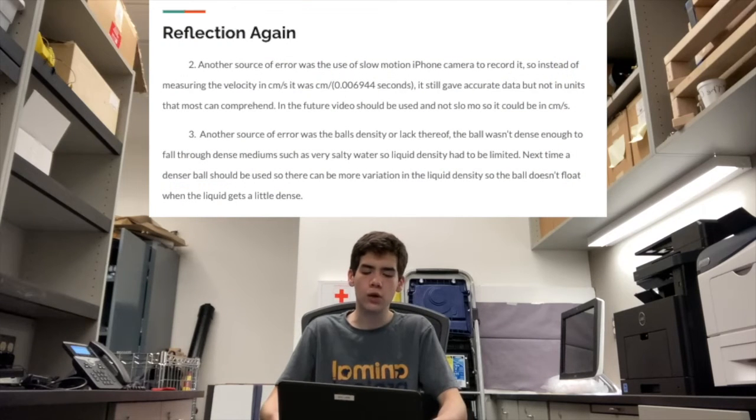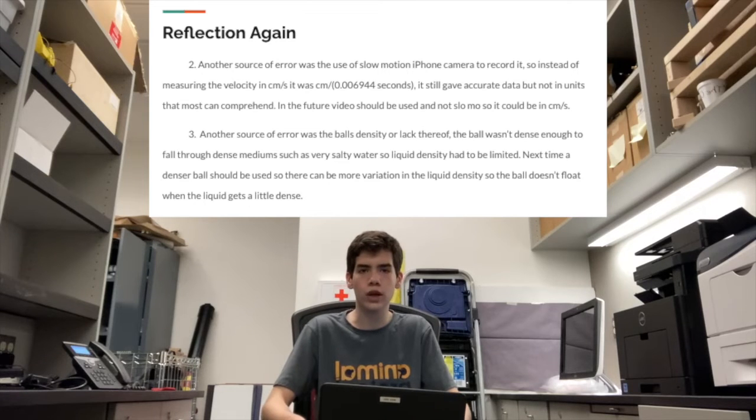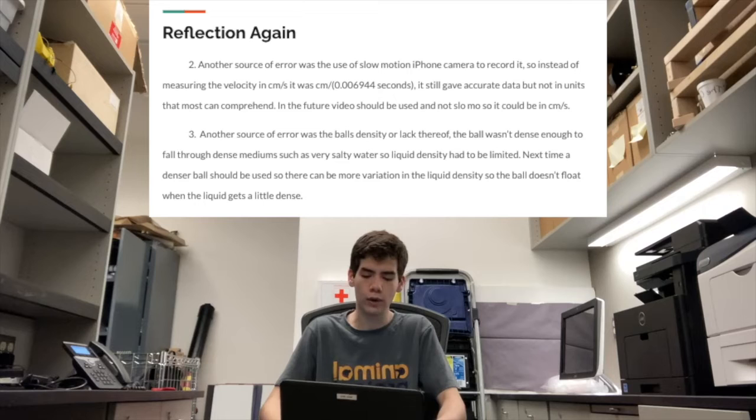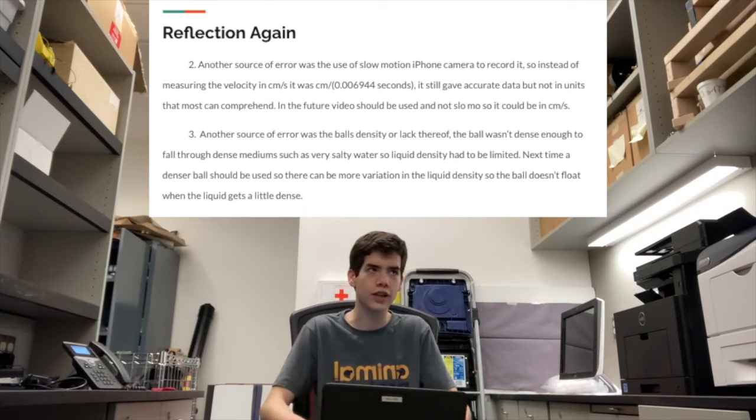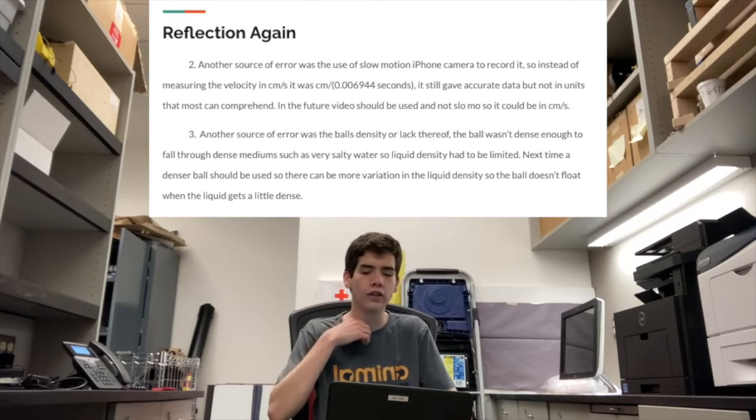Okay, another source was the use of slow motion. So instead of having it in centimeters per second as we would have liked to, it was in whatever the iPhone uses for seconds. So it was really in centimeters per 0.006944 seconds, which is a unit that you can't really comprehend.